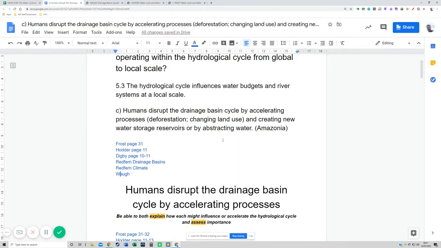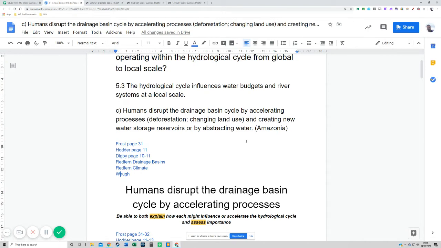So disrupt is any change really to the cycle, and these first ones accelerate it. So it's making these flows move faster, and we've got to look at deforestation and changing land use for that. So the focus on that is both disruption and acceleration of processes. The second bit, creating water storage reservoirs or abstracting water, that's really about disrupting the cycle. There are some changes in terms of acceleration of processes, but this is about disrupting the cycle.